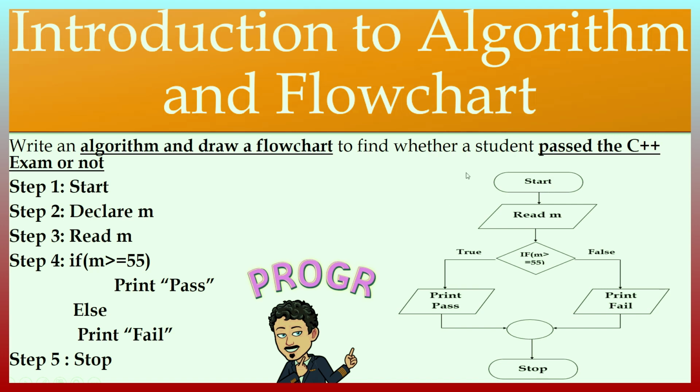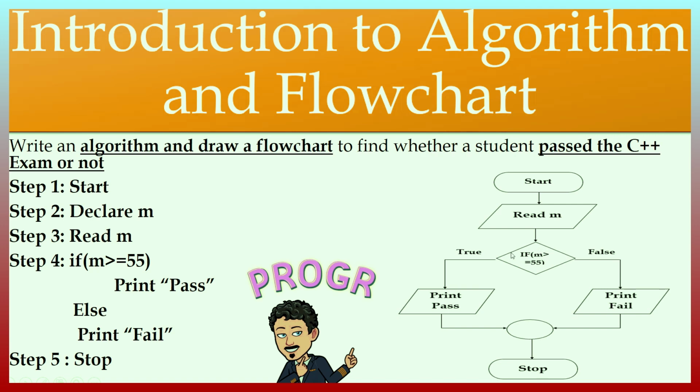So step 1, start. Start means what symbol do you want to use? Yes, it's oval. Step 2, as usual, we are going to skip declaring. Why are we skipping this step? Since in programming, we cannot use a variable without declaring it. By default, it is declared. So I'm going to skip step 2. And step 3, reading. If it is a read and print, you want to use a parallelogram. You can see read here. And step 4, if. If it is an if condition, you want to use a diamond.